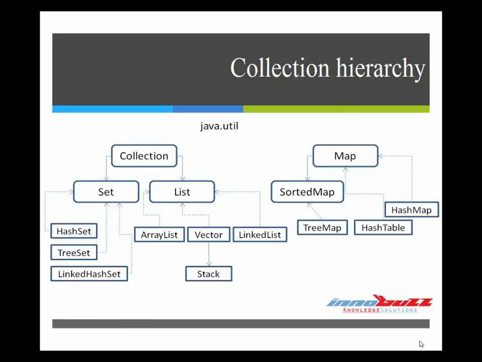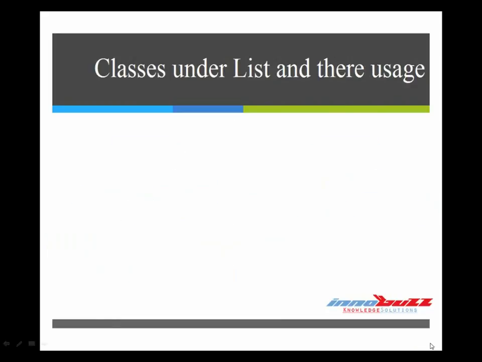So this is of course only a part of the collection hierarchy. These are the important interfaces and classes that we are going to talk about in details. So we can see the connection between them and how they implement and extend each other. Let us talk about the list now a little bit and the classes that are going to be under it, so which are implementing the list interface.